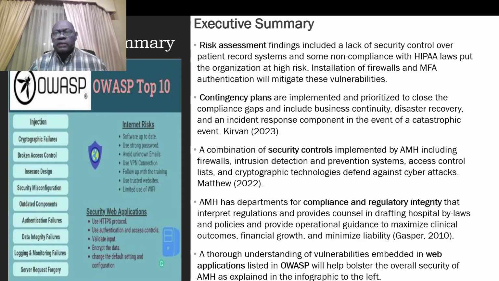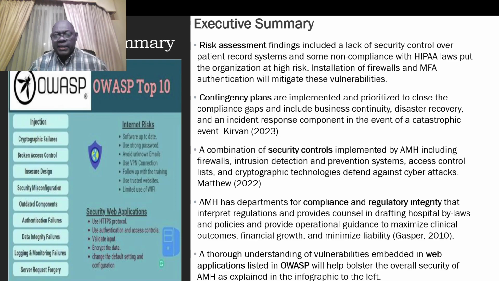Risk assessment findings included a lack of security control over patient records and some non-compliance with HIPAA laws, which put the organization at risk. Installation of firewalls and multi-factor authentication will mitigate these vulnerabilities. Contingency plans are implemented and prioritized to close the compliance gaps and include business continuity, disaster recovery, and incident response components. A combination of security controls implemented by the hospital, firewall, intrusion detection, prevention, access control list, and cryptographic technology defend against cyber attack.